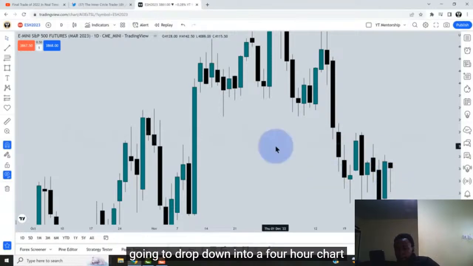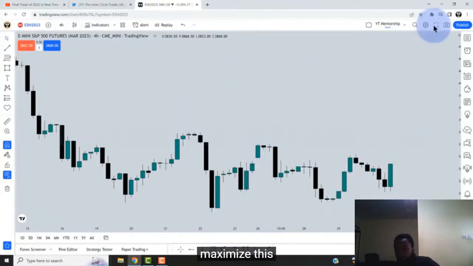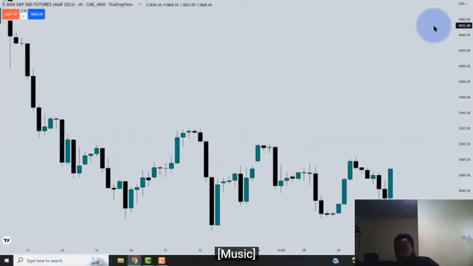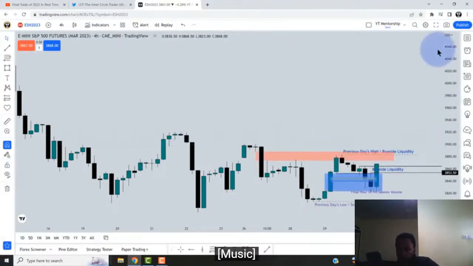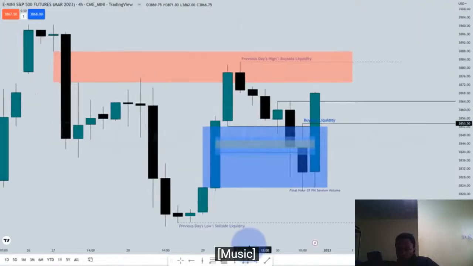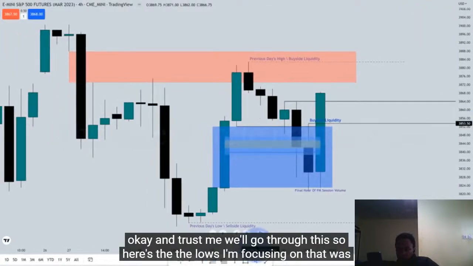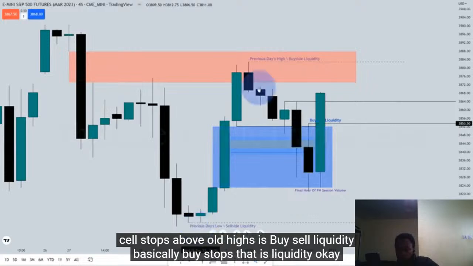So we're going to drop down into a 4-hour chart. Maximize this. And add the annotations. Okay, and trust me, we'll go through this. So here's the lows I'm focusing on that was based on Thursday and Thursday's high. Below old lows is sell side liquidity, basically sell stops. Above old highs is buy side liquidity, basically buy stops.